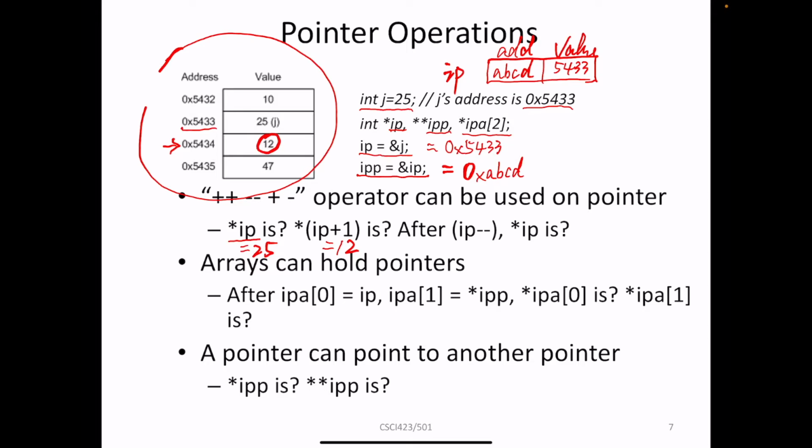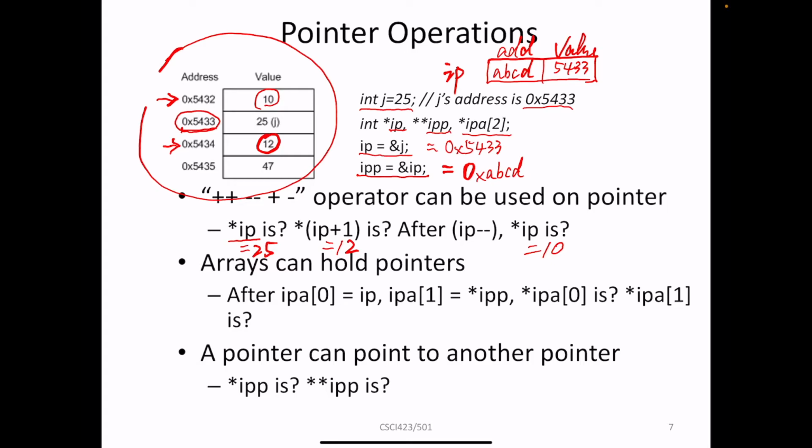Then the next one, after ip minus minus, which means we decrease the value of ip, 5433, by 1. So currently ip is here. We decrease the address by 1, which means we point here. So currently the value of this ip is equal to 10. So right now, star ip equals 10.